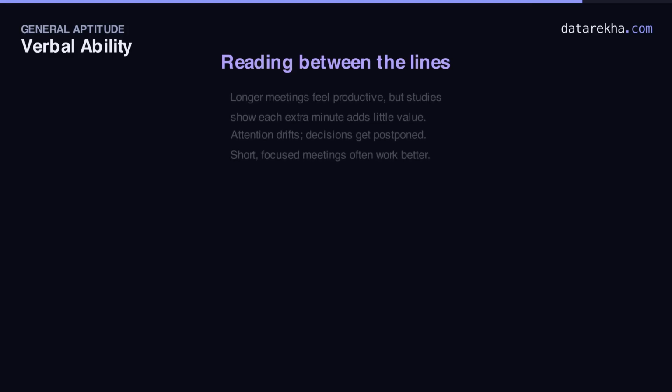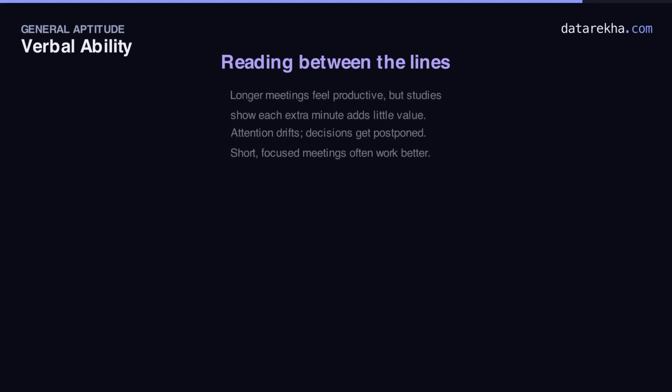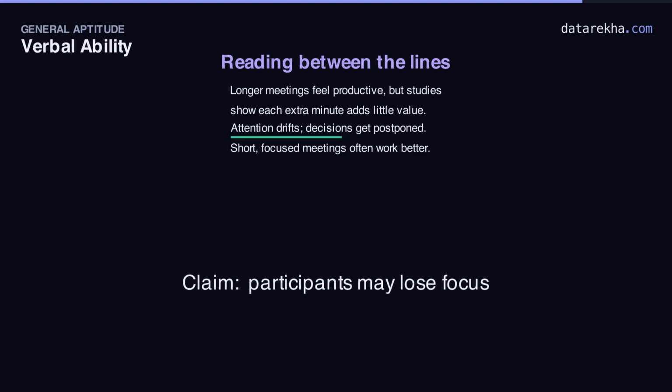The second part of shape 5 and the sharpest skill. Inference. Here you answer only from what the passage says or fairly implies, never from what you personally believe. Read this short piece about meetings. First claim: participants may lose focus. Scan for support. The passage says attention drifts. That is losing focus. And may is a soft, careful word. So this one is supported. The text backs it directly.